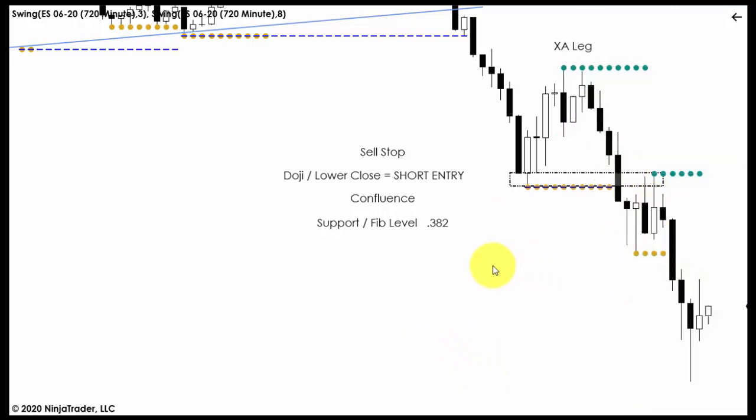Okay, so number 2, look for areas of confluence. In this case, we had a market structure support zone that found confluence at the 382 Fibonacci retracement of that swing to that swing. That helps that level gain significance.